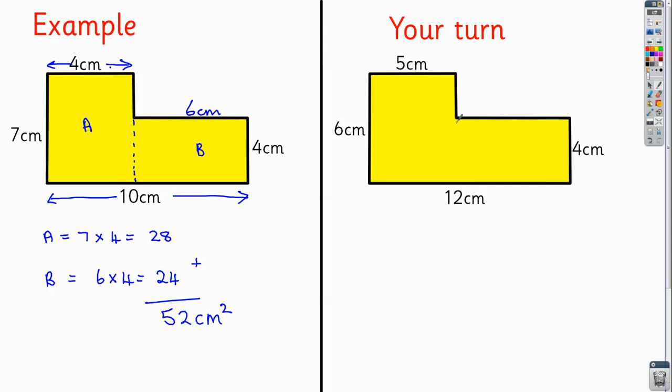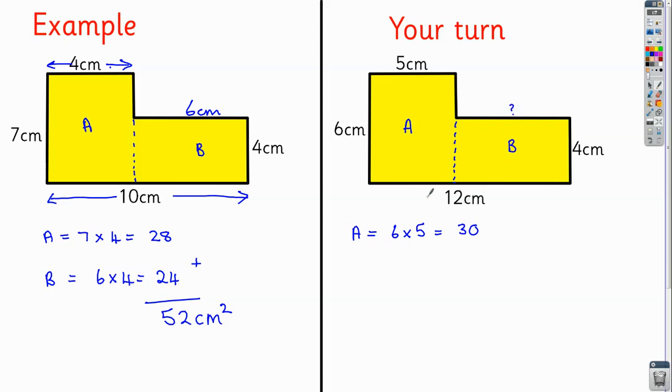Okay, let's have a look at this second compound area. I'm going to split it into 2 rectangles again, rectangle A and rectangle B. Rectangle on the left, I have the dimensions that I need. I know its height and its width. So rectangle A has an area which is 6 multiplied by 5, length times width for a rectangle, which is 30. I need to find this missing side here for rectangle B.